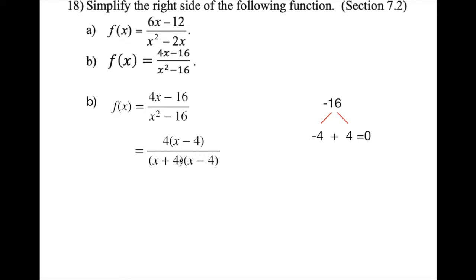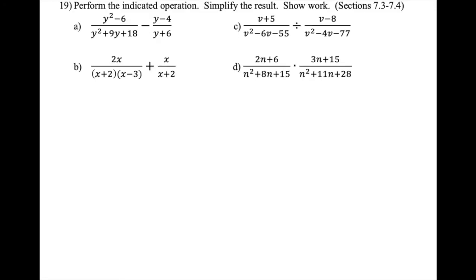Again, we see the common factor, x minus 4, up and down here. So we can cancel that. What's remaining is 4 over x plus 4. That's the final result. Number 19. Perform the indicated operation. Simplify the result and show work.